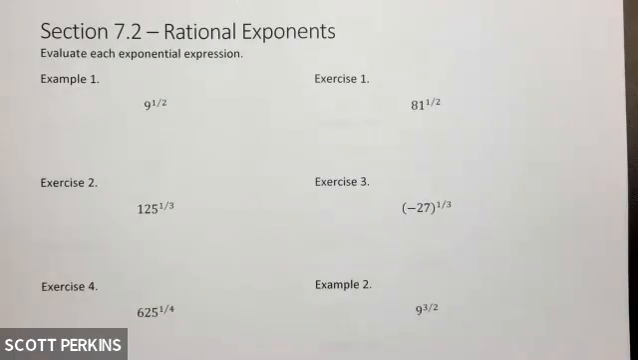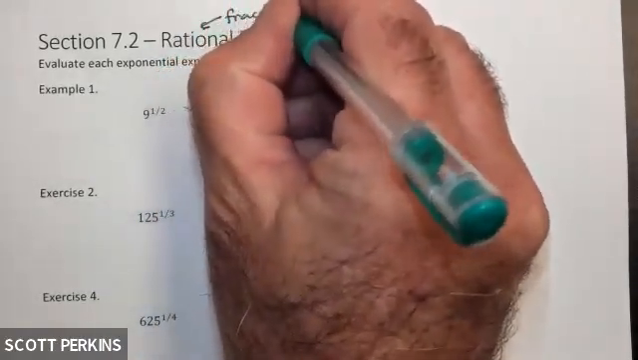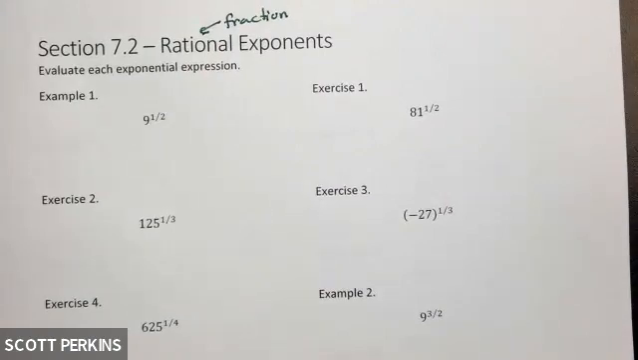All right, here goes. So now that we've talked about radical expressions, there's something related to them, kind of just a different way to write our radical expressions. And that is using what's called a rational exponent. Now remember the word rational just means a fraction. Okay, that's the fancy math word for fraction. So we're talking about exponents that are fractions.